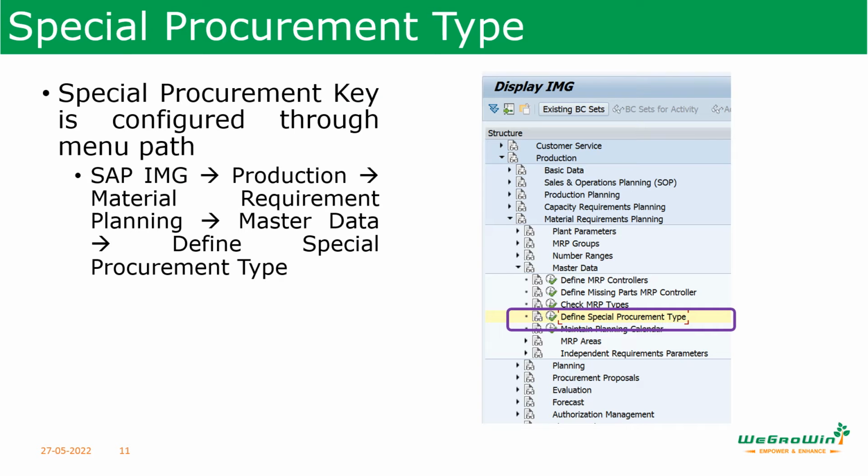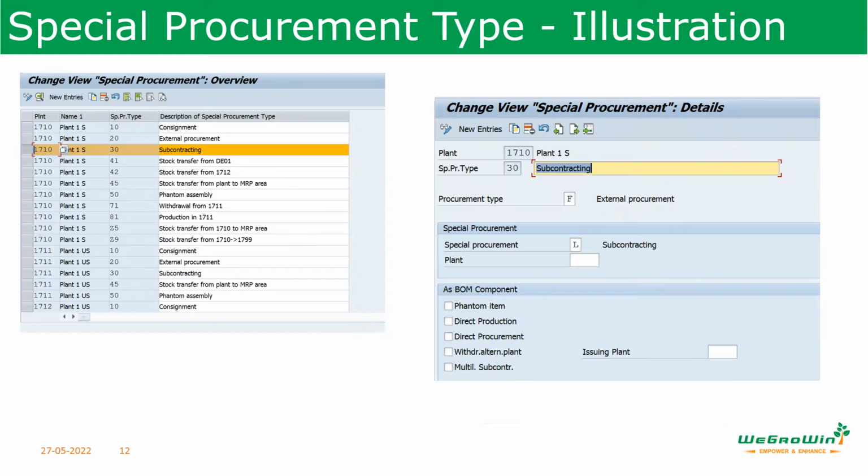In the MRP2 view, we have procurement type and a special procurement type. Procurement type is whether you produce inside or you buy outside. But there is some special procurement also. We discussed different types of special procurement types. These special procurement types are configured through this menu path shown here.